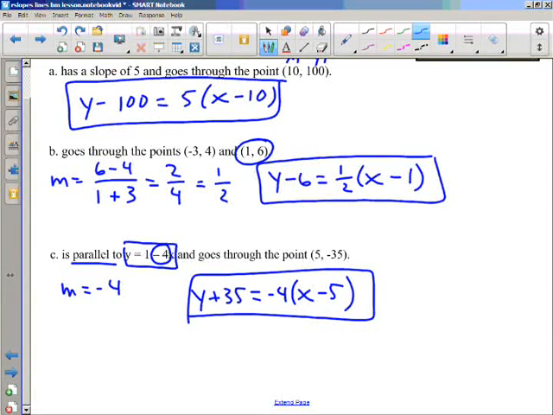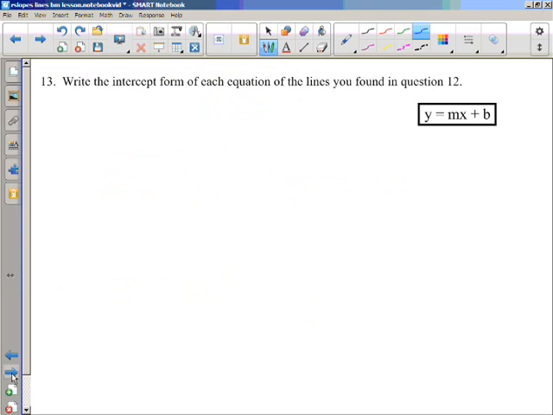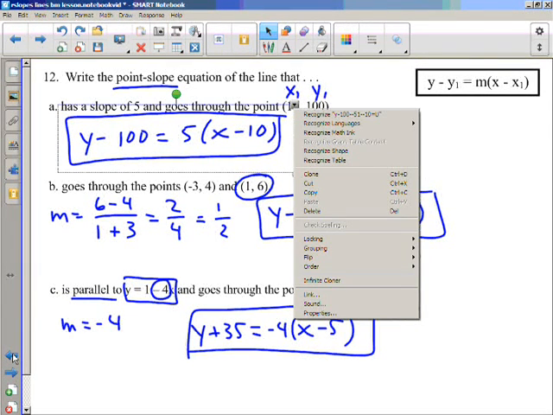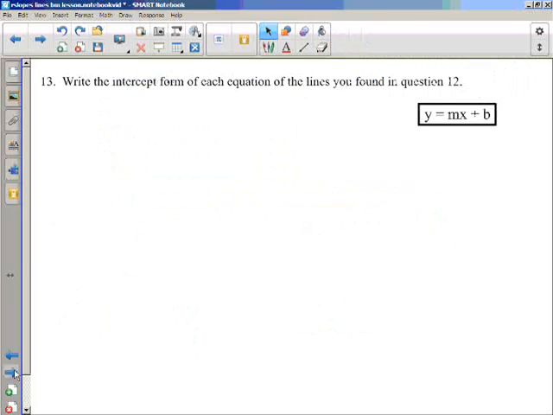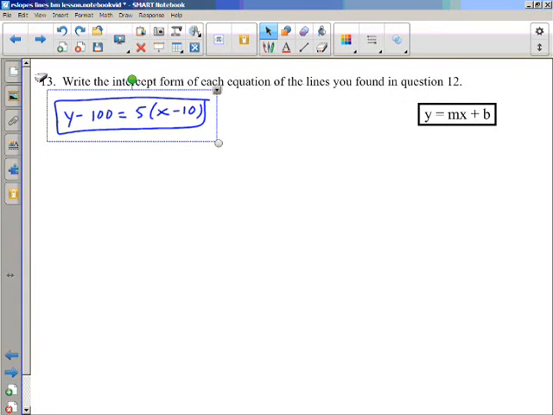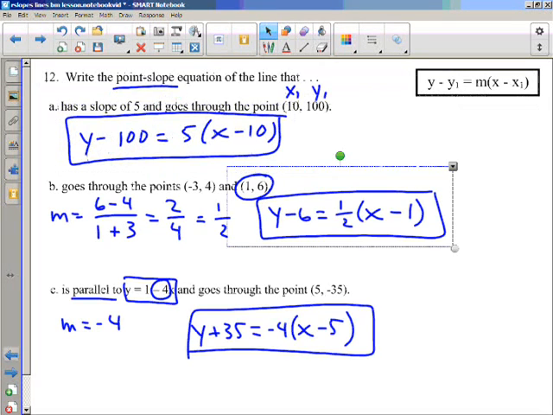This point slope form is very useful. Sometimes we want to convert it into intercept form, slope intercept form, but it's nice to have this equation available. And sure enough, we look at question 13, we need each of these. So we'll paste these equations. We need to find the form for slope-intercept.